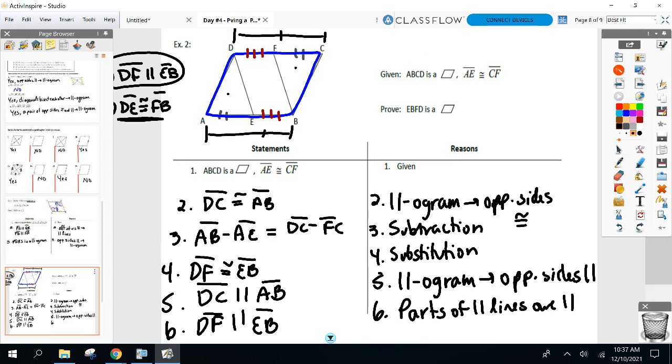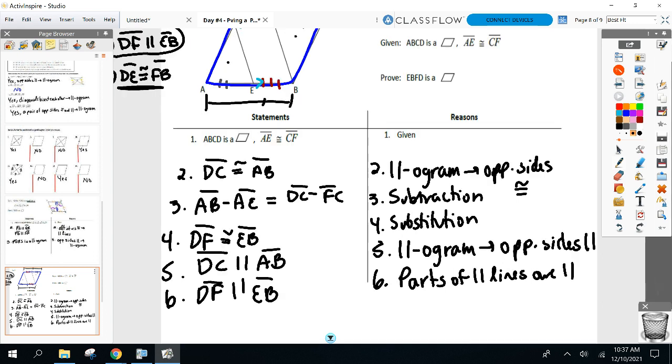All right, do I have a parallelogram now? Do we have a parallelogram or do I need to do more work? All right, we got it. Finally, step 7. EBFD is a parallelogram. I'm going to ask somebody why here in a minute. EBFD is a parallelogram. Please do not say special case.